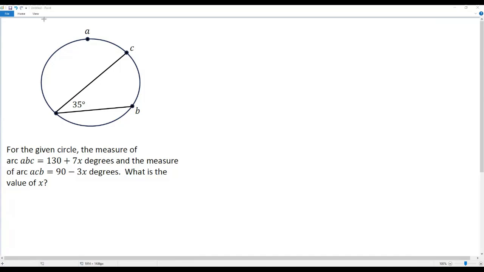Here we have a SAT math problem. Okay, let's go to the question. For the given circle, the measure of arc ABC equals 130 + 7x degrees and the measure of arc ACB equals 90 - 3x degrees. What is the value of x?